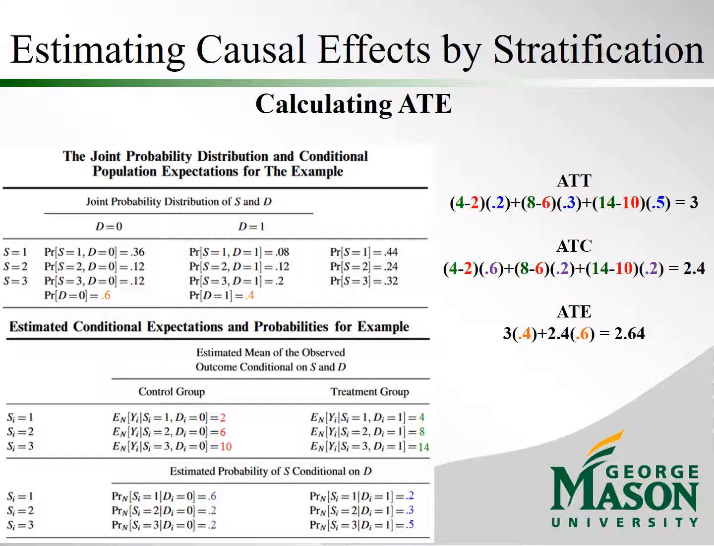And finally, to calculate the aggregated average treatment effect, we take ATT of 3 and multiply it by the joint probability of the treatment, 0.4, and add that to the ATC of 2.4, which is multiplied by its joint probability of the control, 0.6, and we get an ATE of 2.64. Meaning for our example, the average treatment effect obtaining a college degree has on economic success at 40 is 2.64.